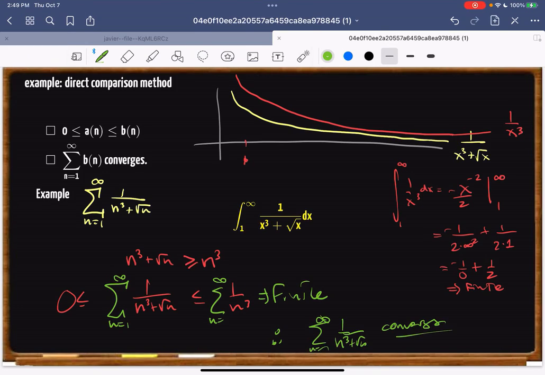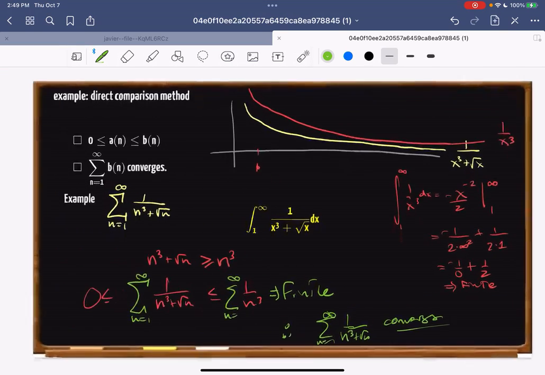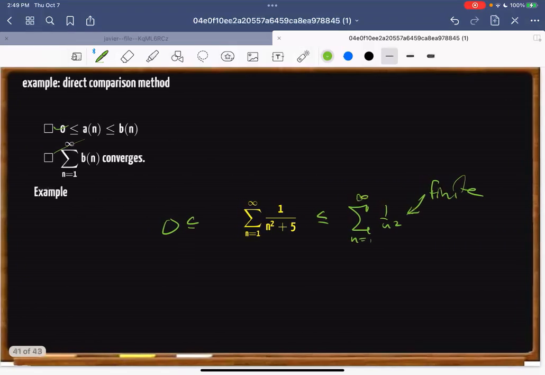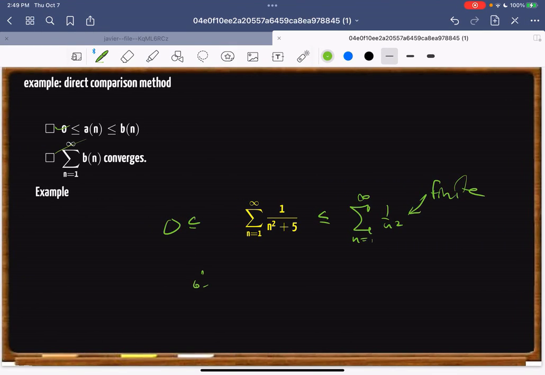Okay? That's the gist of it. Squeeze it between 0 and something that you know is finite. Same thing here. This guy is definitely smaller than or equal to the summation of all the 1 over n squares as n goes from 1 to infinity. This is finite. All these things are bigger than 0. Therefore, we have convergence by direct comparison test. Okay.